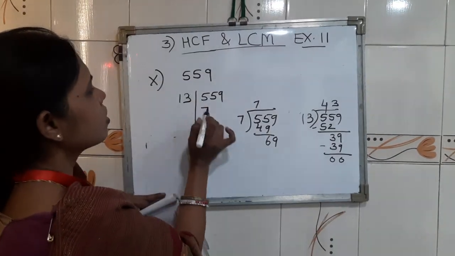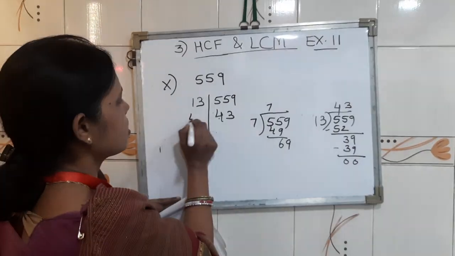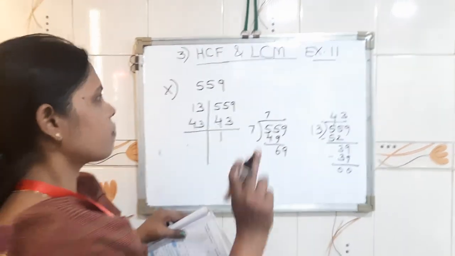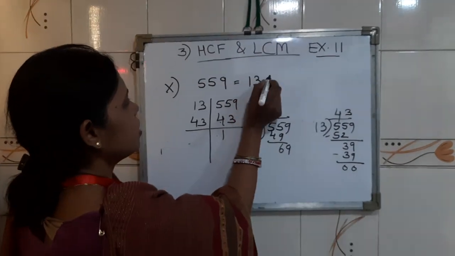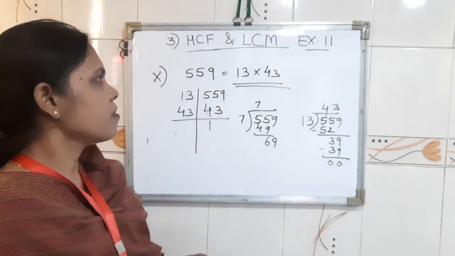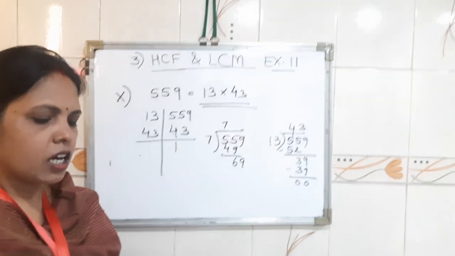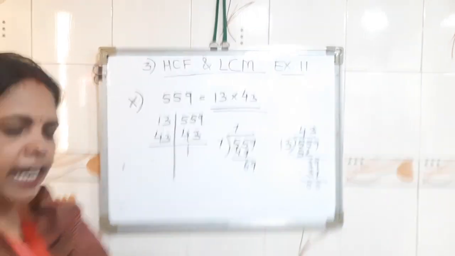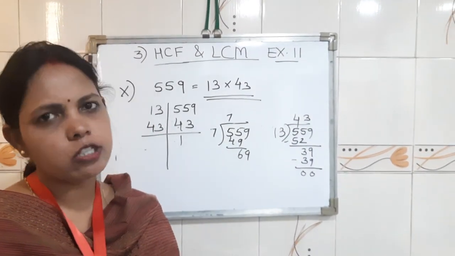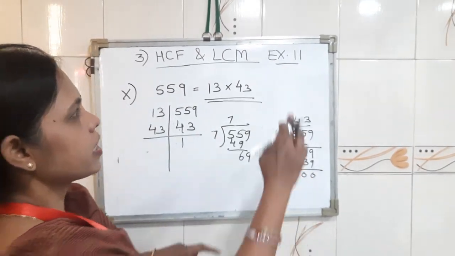Then for 559 we got the factor 13 into 43. Now 43 itself is a prime number. Therefore, 13 into 43 is the answer for 559. We got two factors, 13 and 43. Now children, here 10 questions are given, 5 I explained. I hope next 5 you will solve. Now we move further to our next exercise, that is 12.